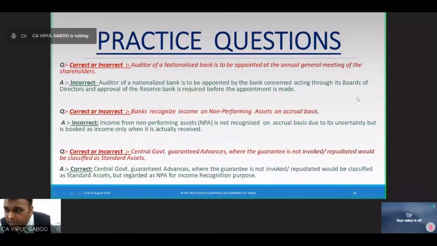Banks recognize income on non-performing assets on accrual basis. The answer is incorrect. Income from non-performing assets is not recorded on accrual basis, but due to its uncertainty, it is booked only when it is actually received.